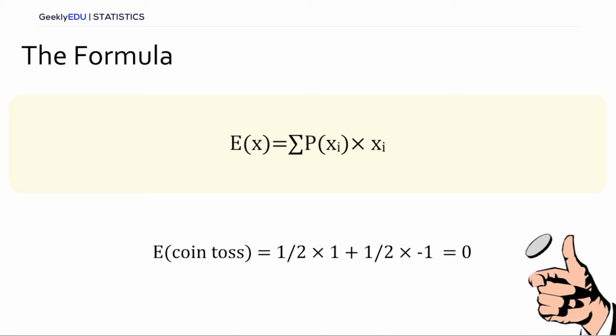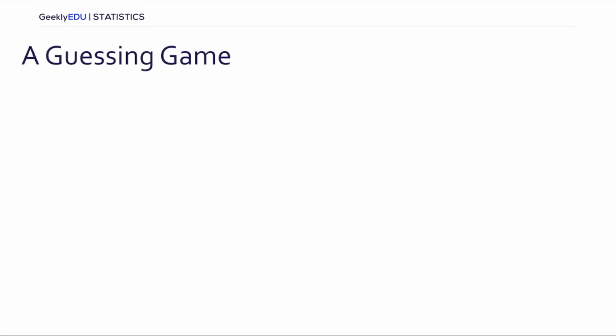And the expected value for a coin toss gives us 1/2 multiplied by 1 plus 1/2 multiplied by -1, or 0. That tells us that on average, as we keep flipping the coin, we're going to get about an equal amount of heads and tails, which will give us the net value of 0. Let's move on to a more interesting example.